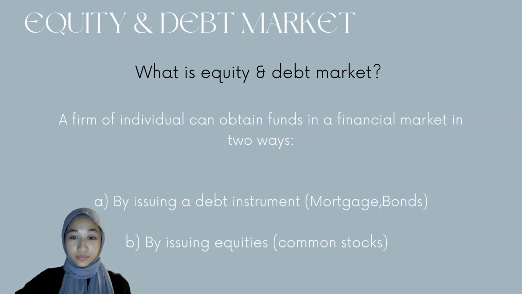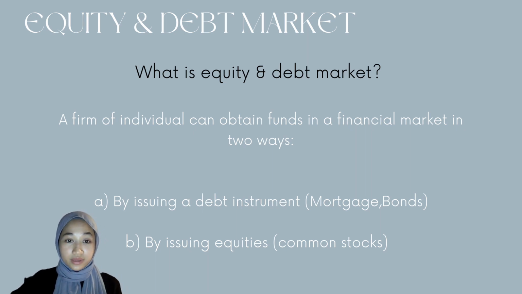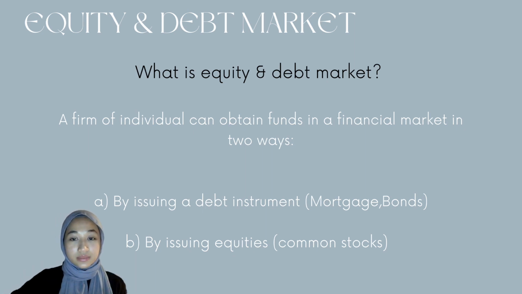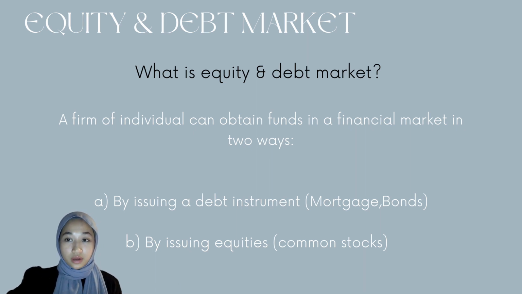So next, I will be explaining the equity and debt market. So what is the equity and debt market? A firm or individual can obtain funds in two ways. Firstly, by issuing a debt instrument, which is a mortgage or bonds, and secondly, by issuing equities, which is common stocks. To explain in detail, a debt instrument is a contractual agreement by the borrower to pay the holder of the instrument a fixed dollar amount until a specified date, which is the maturity date.